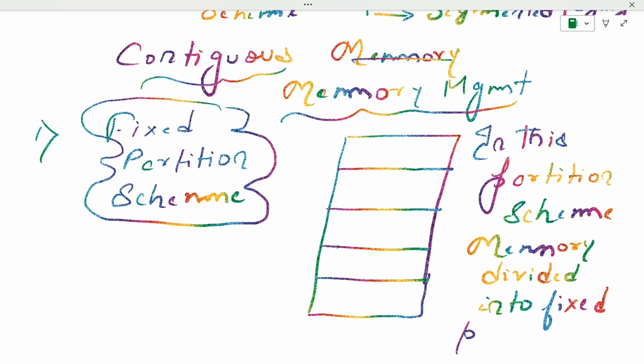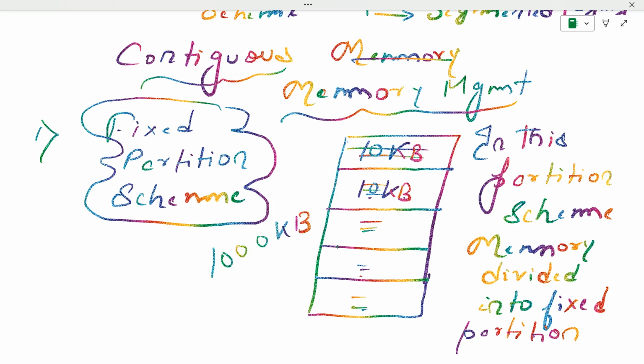So what does this fixed partition mean? The size of each partition is going to remain fixed. Let's say if it is 10 kilobytes, then it will also remain 10 kilobytes only. If the entire memory size is 1000 kilobytes and we have to make partitions, we will divide it equally. So what does fixed number of partitions mean?